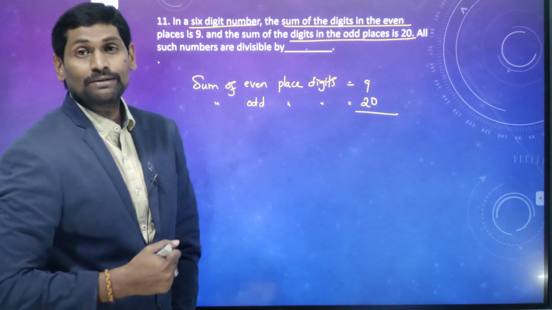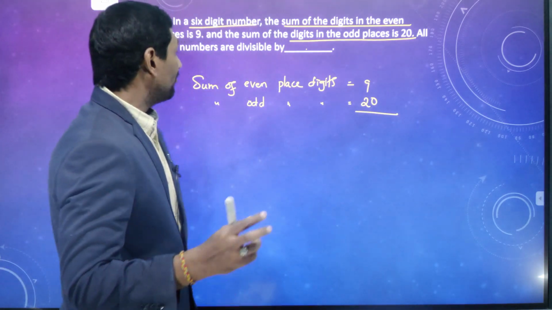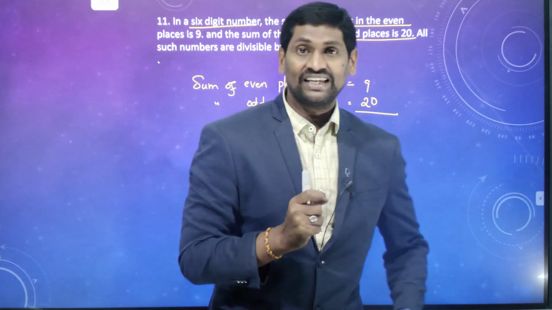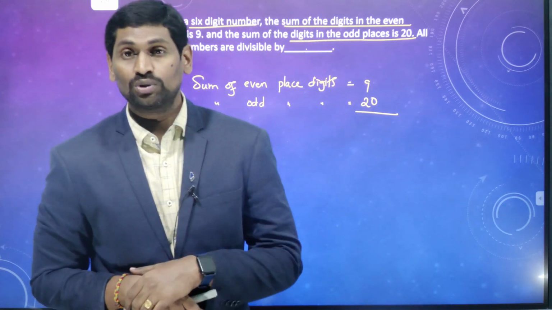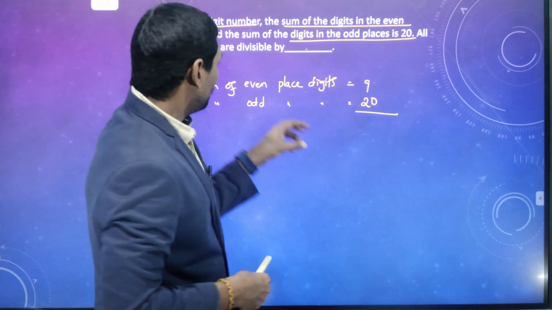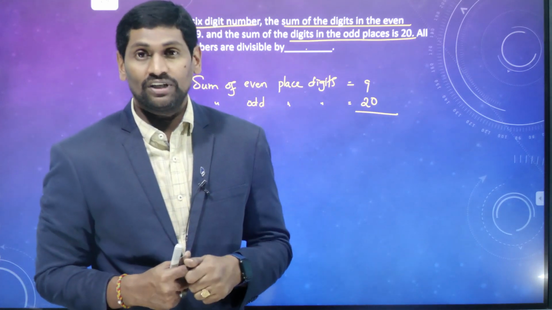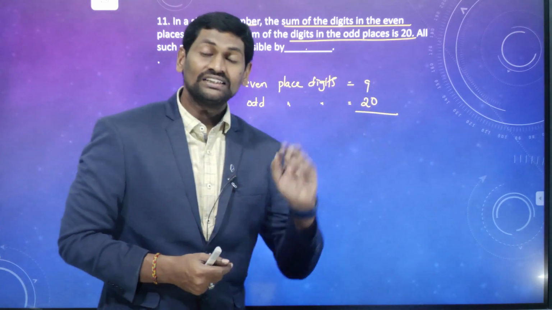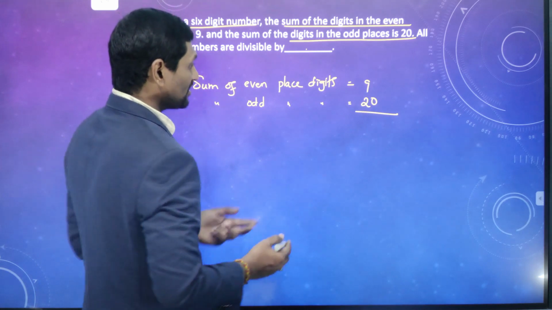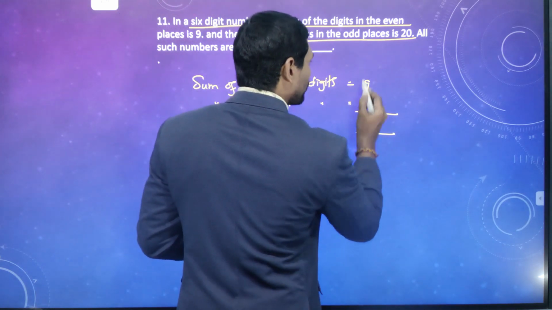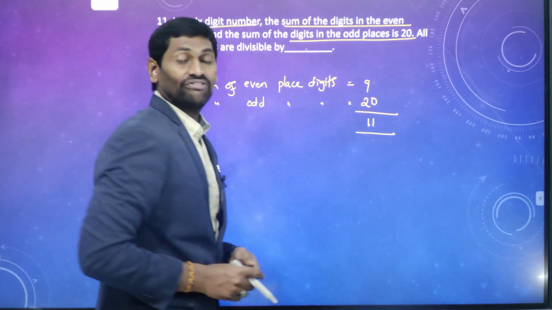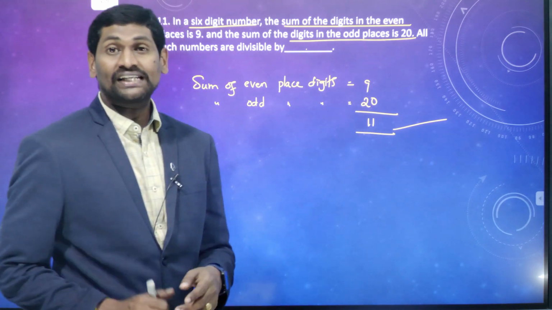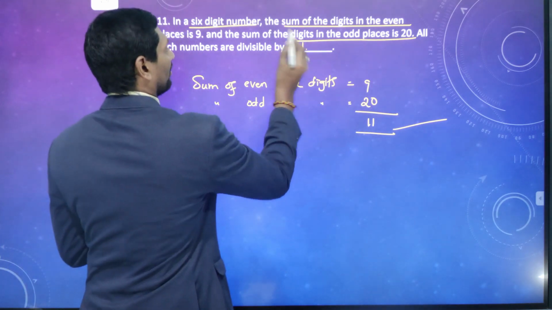Then such types of numbers are divisible by, and while you are observing here, the sum of even places and the sum of odd places. This condition is part of the divisibility rule for 11. What is the divisibility rule of 11? Take the sum of even place digits, the sum of odd place digits, and their difference. Difference means larger number minus smaller number. 20 minus 9 is nothing but 11. So the difference should be 0 or a multiple of 11. Yes, the difference we got is 11. Therefore, the entire number is exactly divisible by 11. That is the divisibility rule for 11.